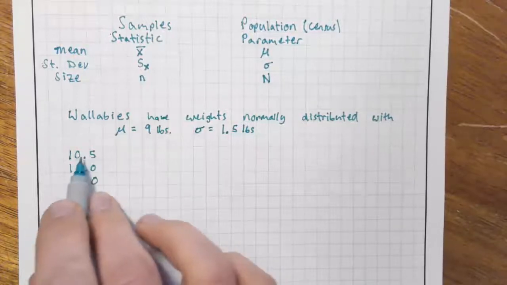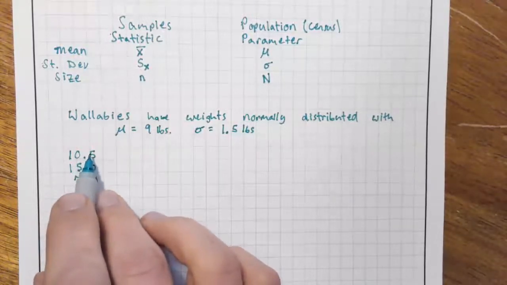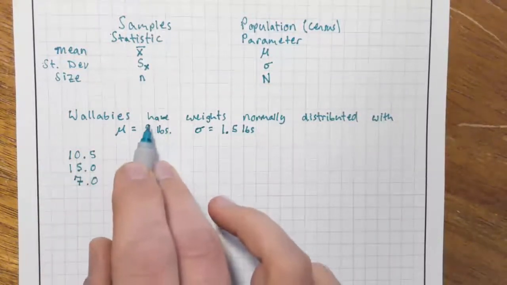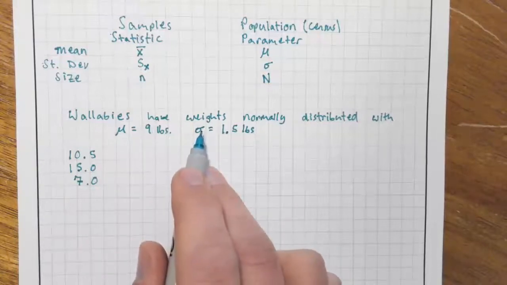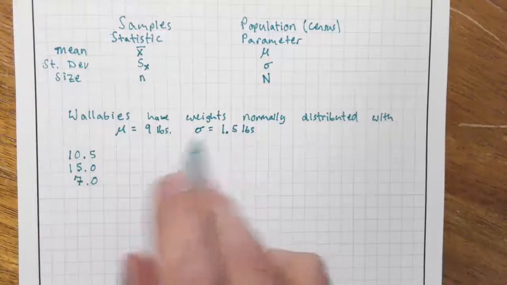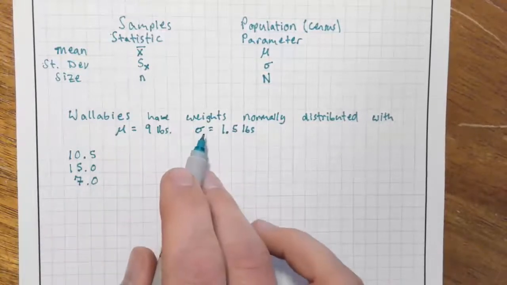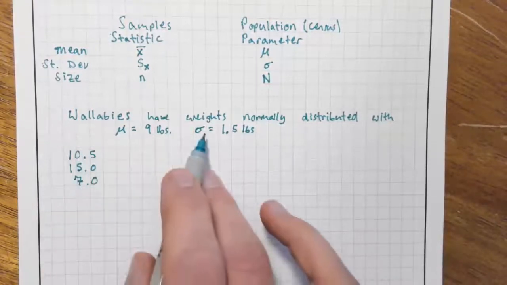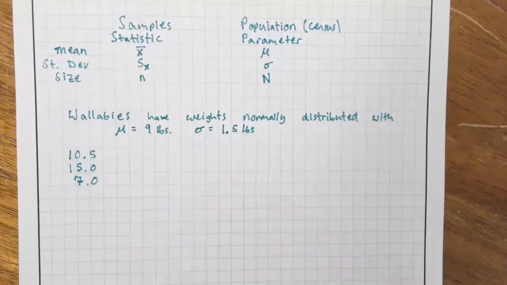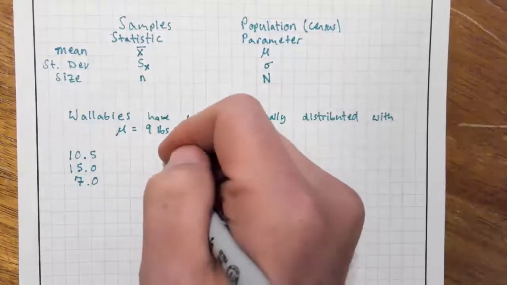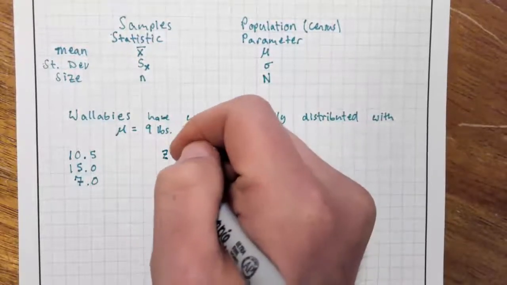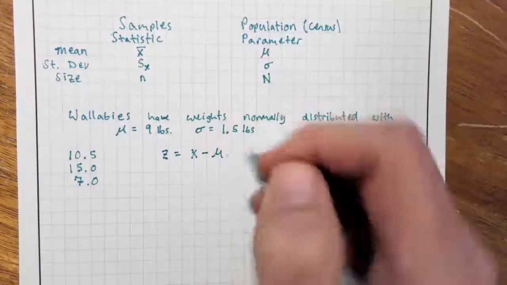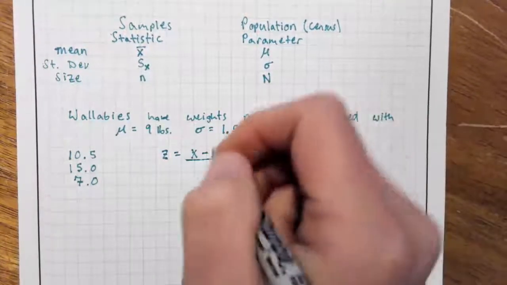This first one is really easy if you just think about it. How many standard deviations away is this wallaby from the mean of 9 pounds? Each standard deviation for these wallabies represents 1.5 pounds. So hopefully with some intuition you can figure out that this wallaby has a z-score of 1. He's 1 standard deviation away. But here's the formula and how you would actually find it. A z-score, or standardized score, is equal to an observation minus the mean, divided by the standard deviation.